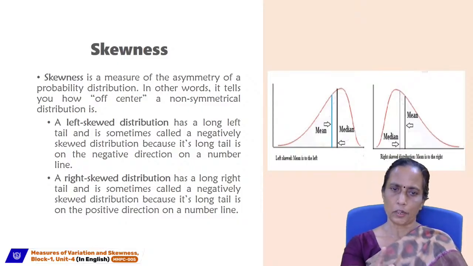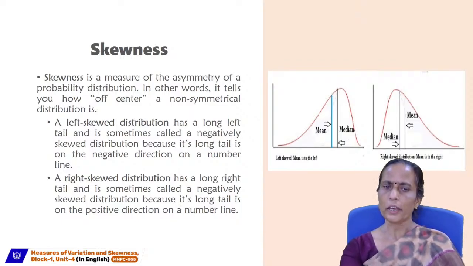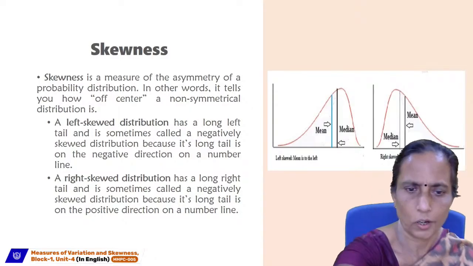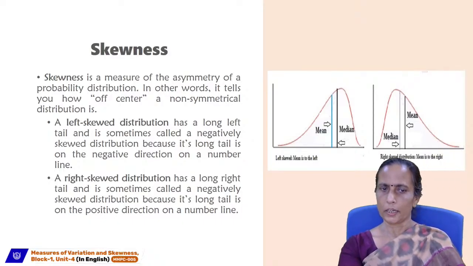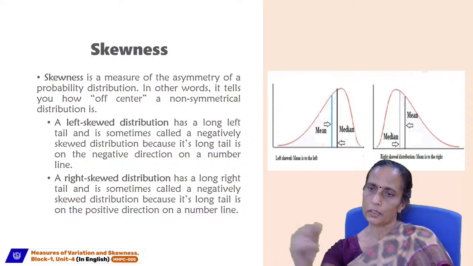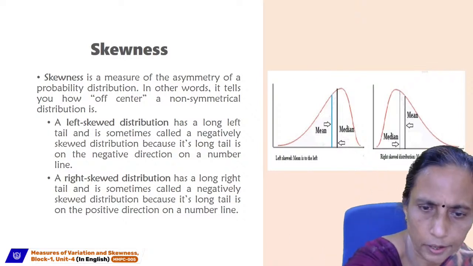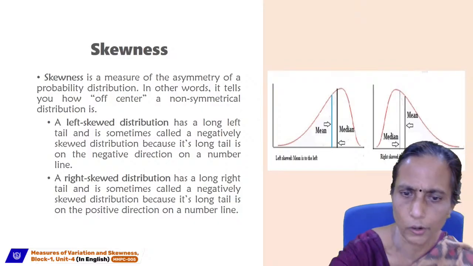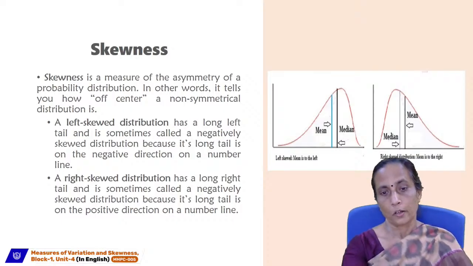A right skewed distribution has a long right tail and it should be called positively skewed because it is a long tail on the positive direction of the number line. Please read this negatively as positively. It is a typo error. Sorry for that, I may please be excused.